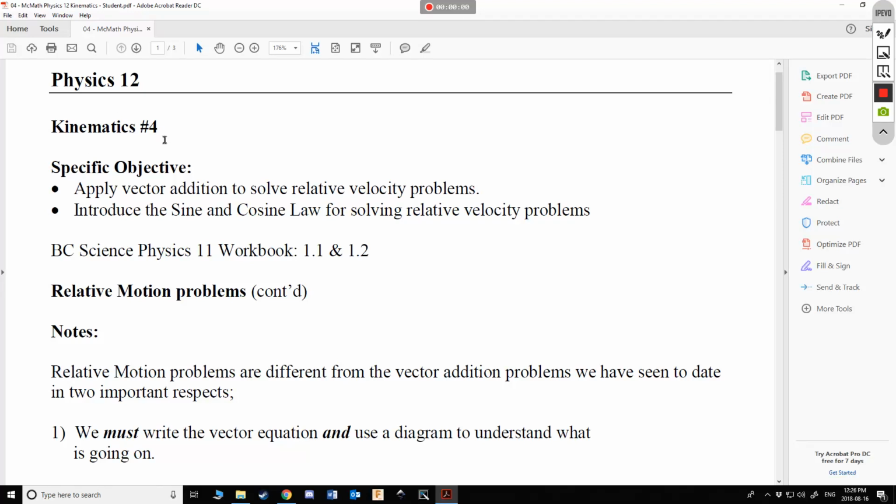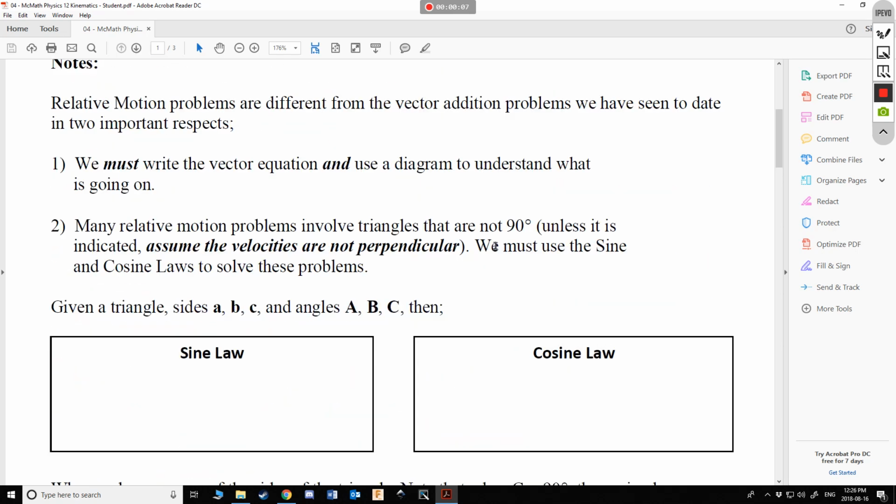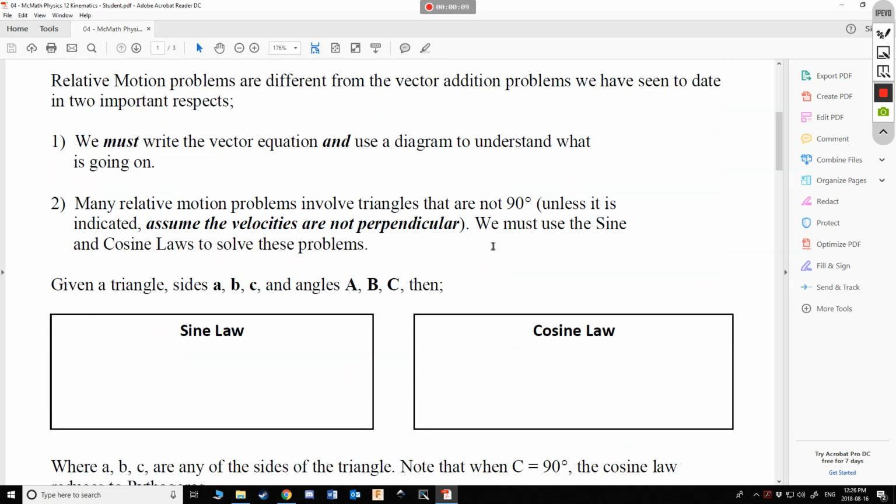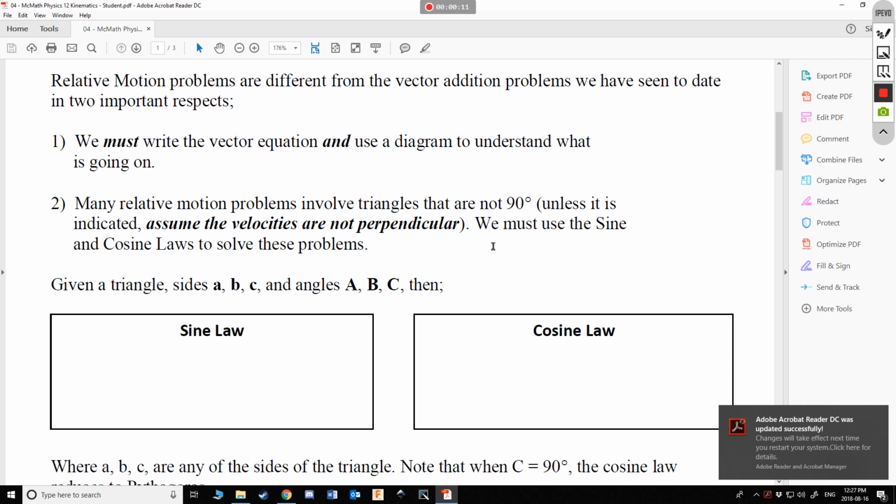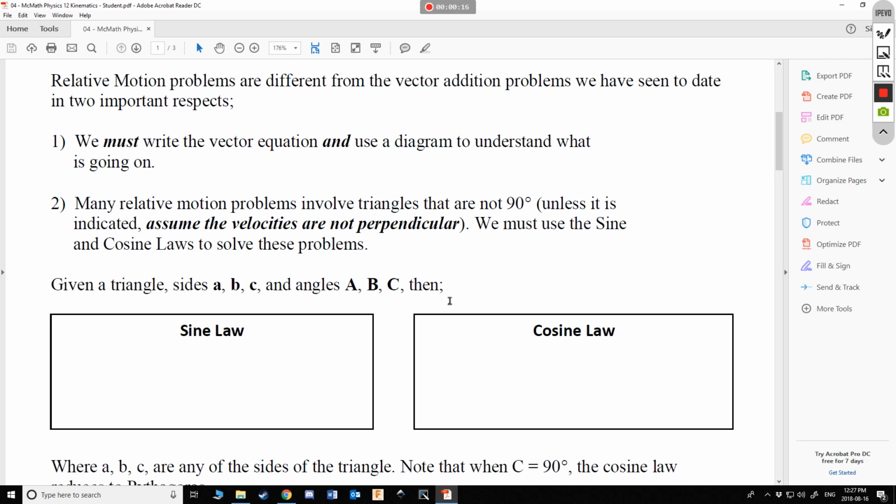Hey, day 4. Let's just first begin by going over sine law and cosine law, which we touched upon last day. And today we're going to be putting it all together, vectors and relative motion, to look at some of the harder questions you'll come across in vector kinematics. After today, we'll start looking at projectile motion.